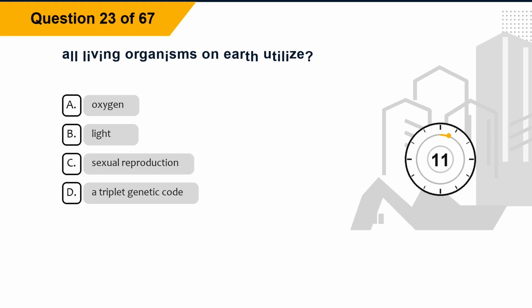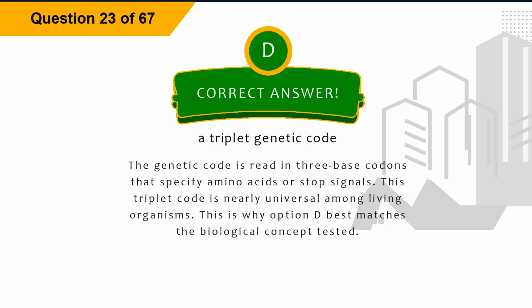Question 23. All living organisms on Earth utilize? Option A, oxygen. Option B, light. Option C, sexual reproduction. Option D, a triplet genetic code. The correct answer is option D, a triplet genetic code.